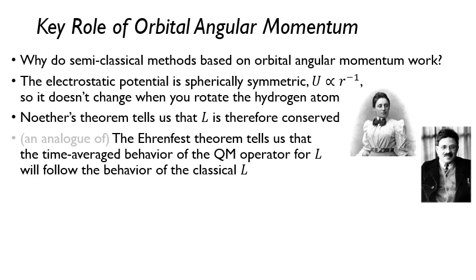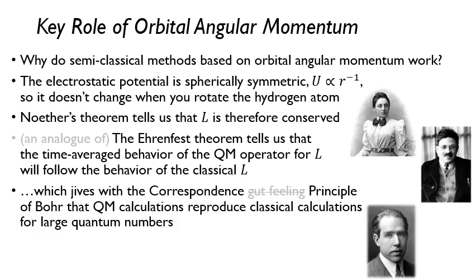And then the Ehrenfest theorem: what that says is that the time average behavior of position and momentum in quantum mechanics follows the classical behaviors. There's an analog that I believe is roughly covered in Griffiths, and you can find it elsewhere on the internet, that the analog of the Ehrenfest theorem tells us that the time average behavior of angular momentum also follows the behavior of classical angular momentum.